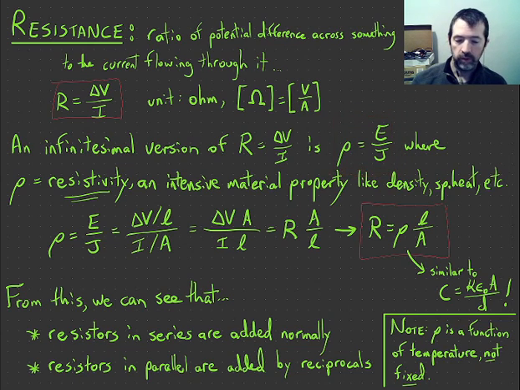Rho equals E over J. E is the electric field. J is the current density. And rho is a quantity called resistivity. And you would have seen this last year also. Resistivity is a material property similar to density or specific heat or thermal conductivity, etc. It's something that you would look up in a table somewhere. What is the resistivity of aluminum? What is the resistivity of copper, etc.